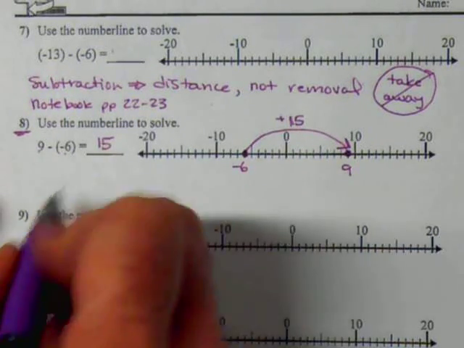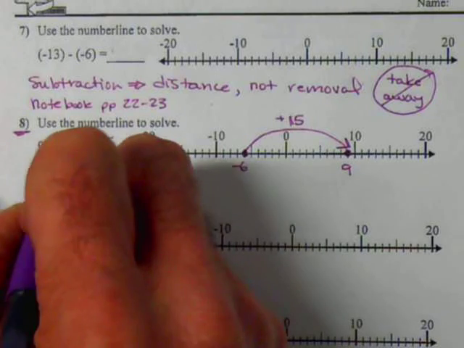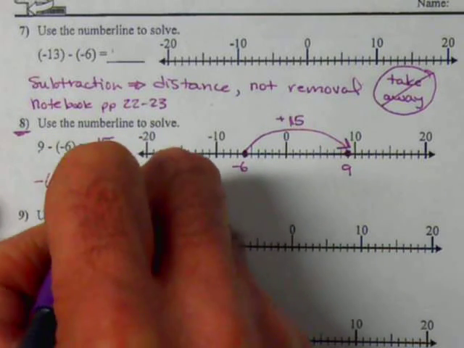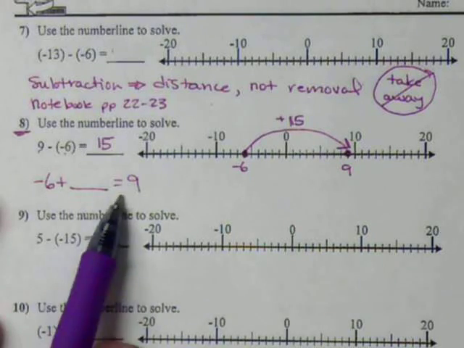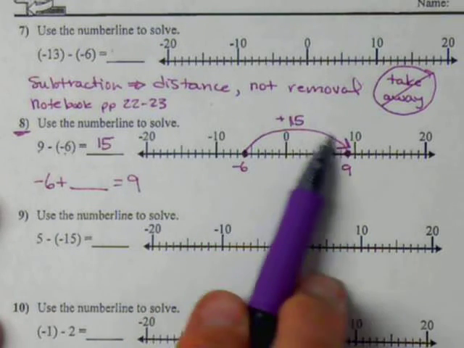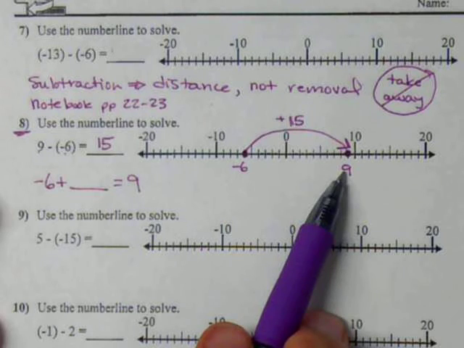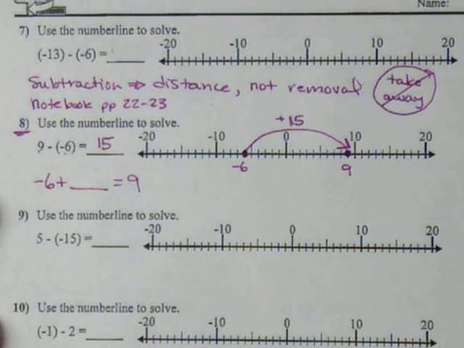The related fact for this that the students have worked on is that -6 plus something has to be 9. Well, that can be modeled right here. -6 and some value has to land on 9. And we've done a lot of that in our notebooks too, so check those out. Okay, good luck.